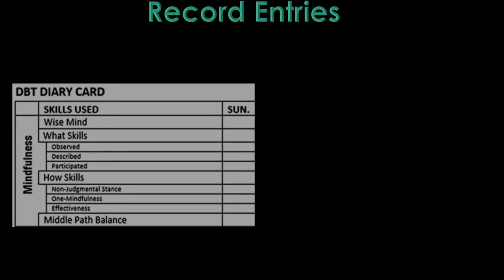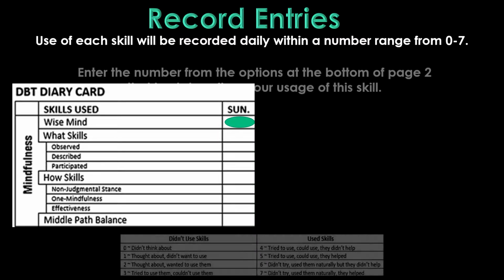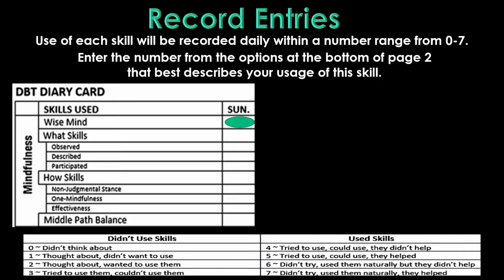Now let's look at how to record entries. Use of each skill will be recorded daily within a number range from 0 to 7. Enter the number from the options at the bottom of page 2 that best describes your usage of this skill.